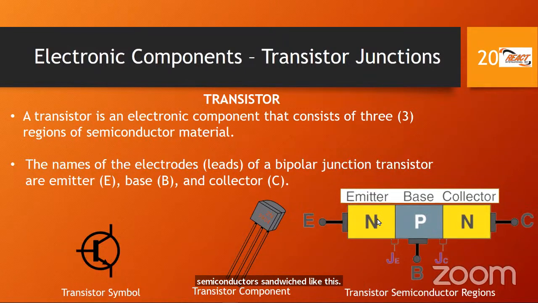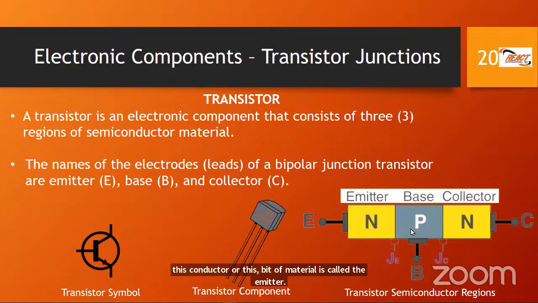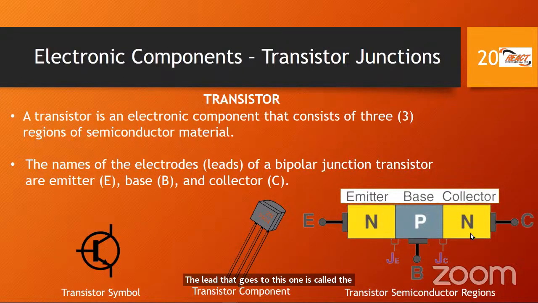And each one of them has a name. So the pin that goes to this bit of material is called the emitter. The lead that goes to this one is called the base, and the lead that goes to the last layer is called the collector. So you have the emitter, base, collector, and this is how a transistor is constructed. All right.